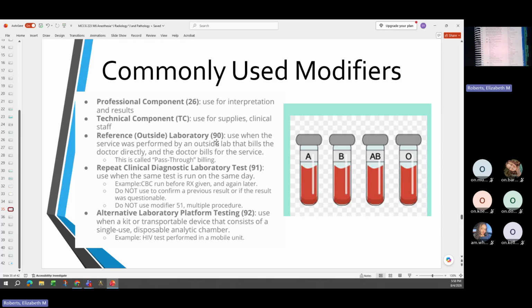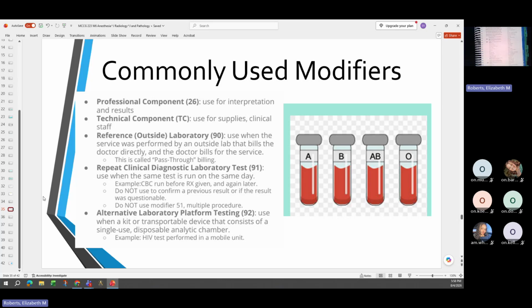Reference laboratory, this is called pass-through billing. This is kind of hard to explain, right? It's when we get a vial of blood and send it to the lab, and the lab does a CBC, a complete blood count, and we bill the insurance company $45 for the CBC ourselves because we have an agreement with the lab company.